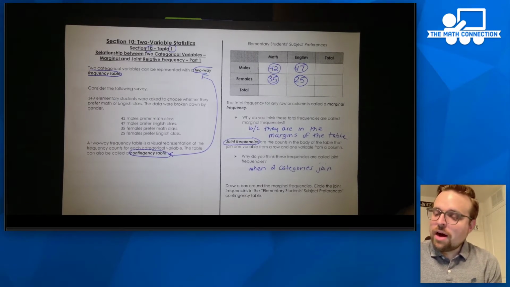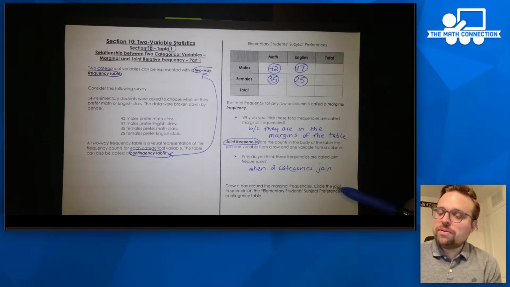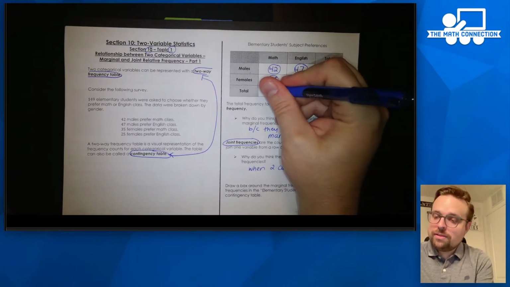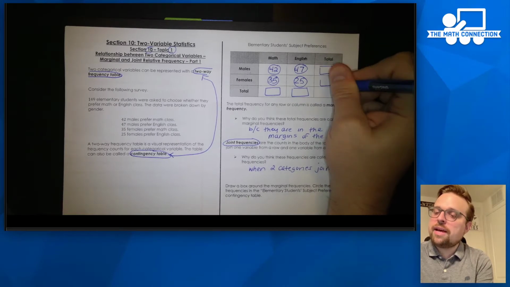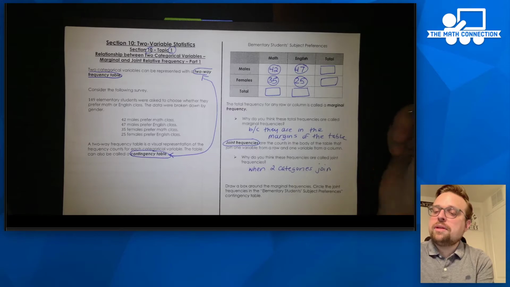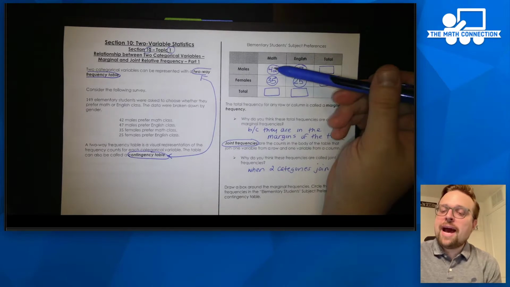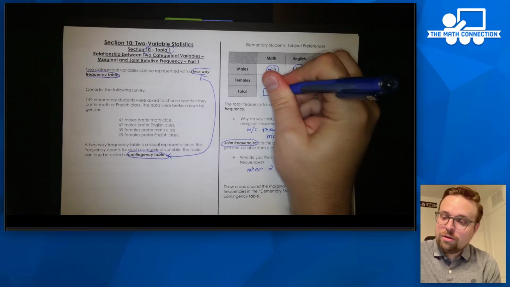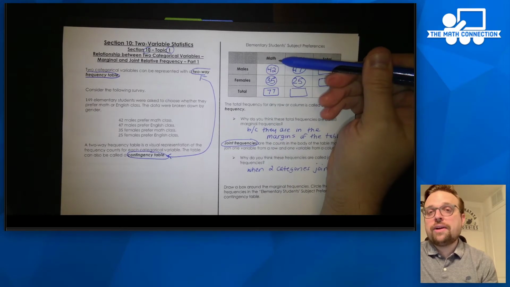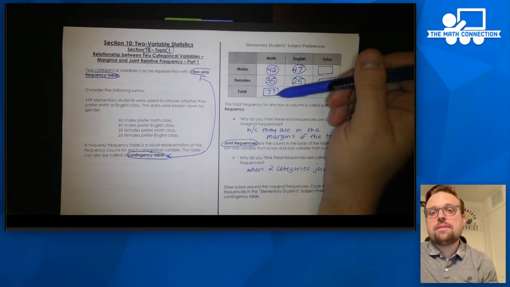Okay, it also says draw a box around the marginal frequencies and then circle the joint frequencies. Oh, that's why I circled it. Okay, so we circled the joint ones already. We need to put a box around the marginal ones. That would be this count down here, this count down here, this count over here, and this count over here. And, you know, we probably shouldn't leave them blank. We should probably figure out what they are, right? So if you add 42 and 35, this is 77. So the total number of students surveyed who liked math, regardless of whether they were male or female, was 77, okay? That's what this number is telling us.